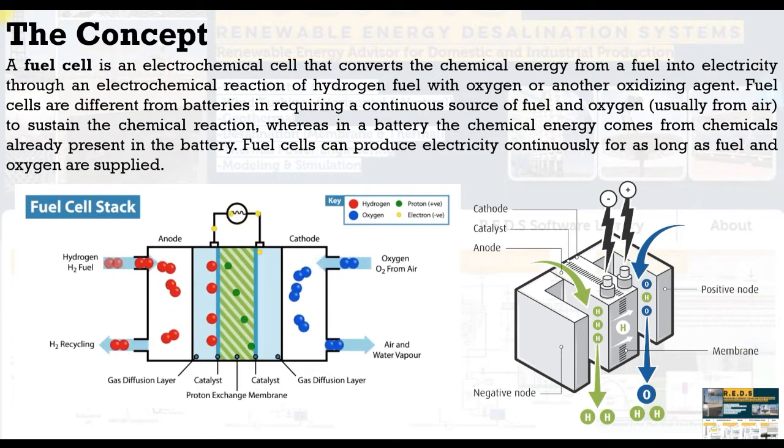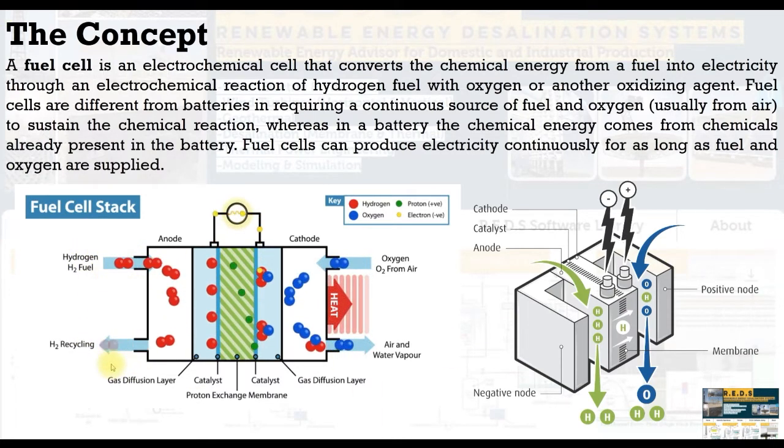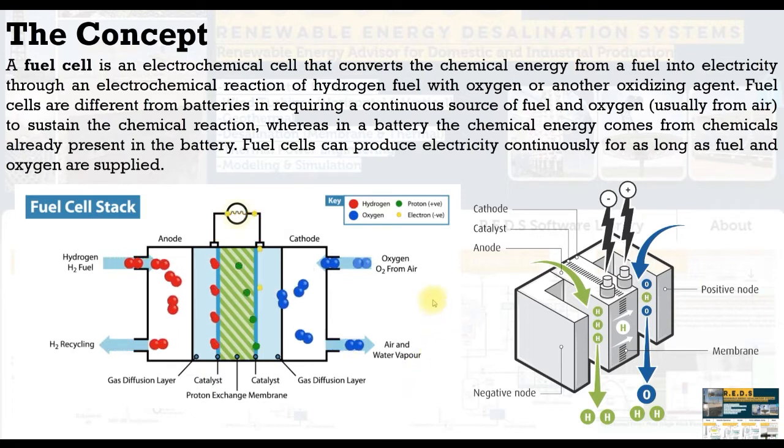As you can see here in this schematic, we have two sides: hydrogen fuel from the anode side, and on the cathode side we have oxygen. The products of this are water vapor, heat, and electricity. That's quite interesting.